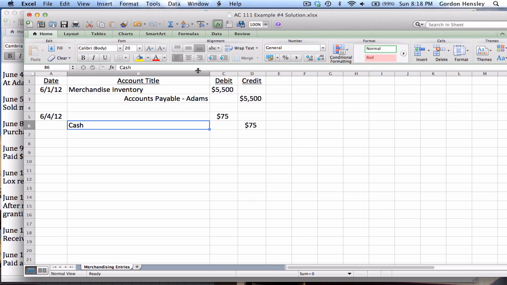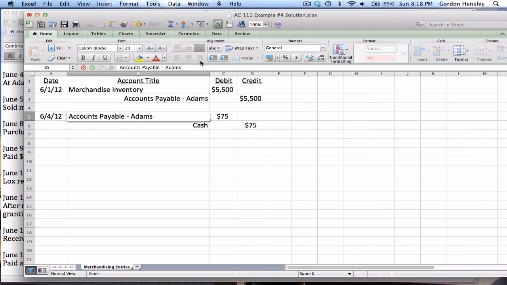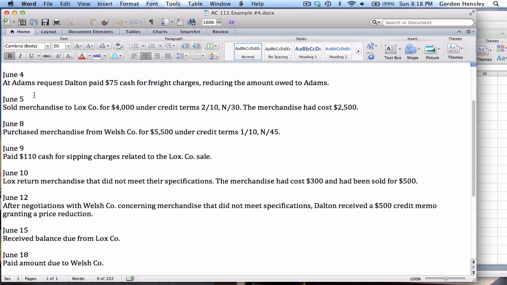So I know that I have to credit cash because I'm paying that. Now, I'm paying this for freight, but I'm paying it on my merchandise that I ordered from Adams, and it says that it reduces the amount owed to Adams. That's a very important statement. That's the clue that tells me that I need to debit accounts payable, Adams, because by paying this $75, that's reducing what I'm going to have to pay them down the road. So that's why I want to record it in that manner. So that takes care of that transaction.